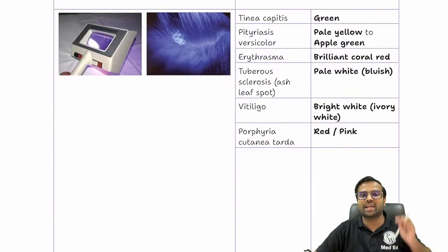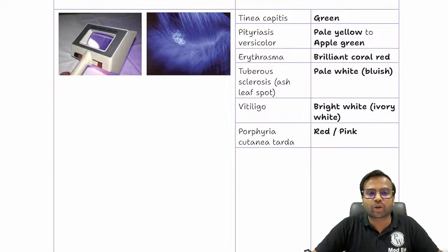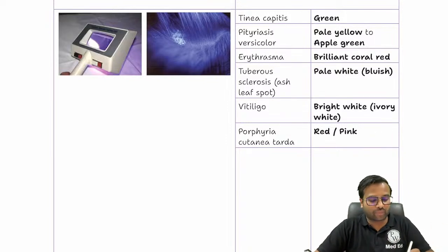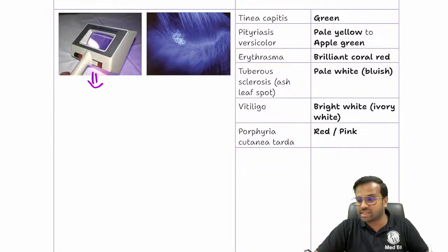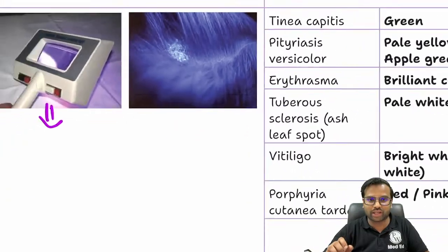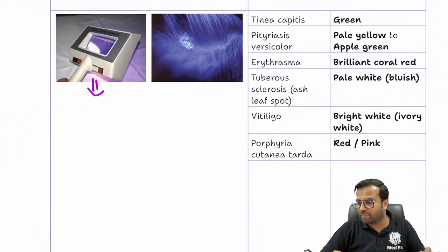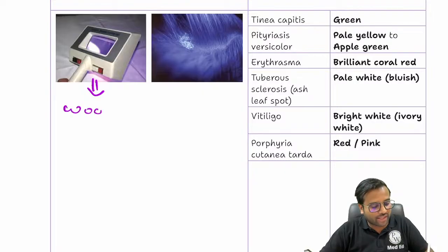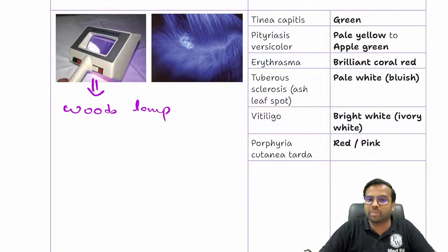Now let's see another investigation. Which investigation is this? The first image that you see here, what is this? Anyone? Because in the second image, you can see that once you light this investigation, there is some bluish discoloration that can be seen in the scalp area. Yes, once again I'm getting the right answer in the chat box. Excellent. This is called a Wood's lamp examination.